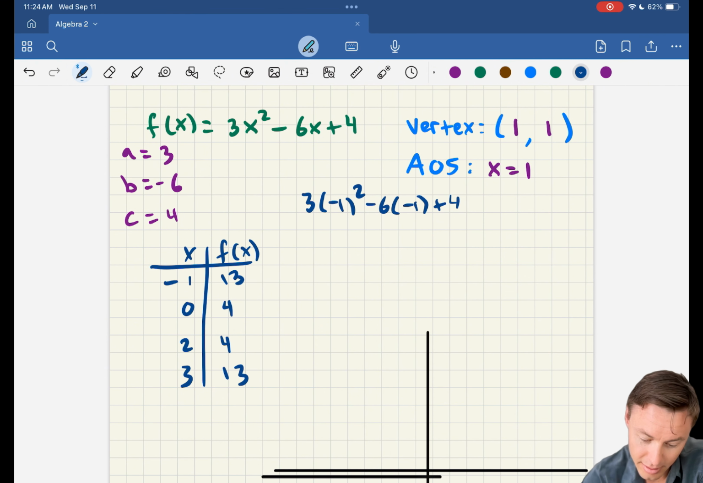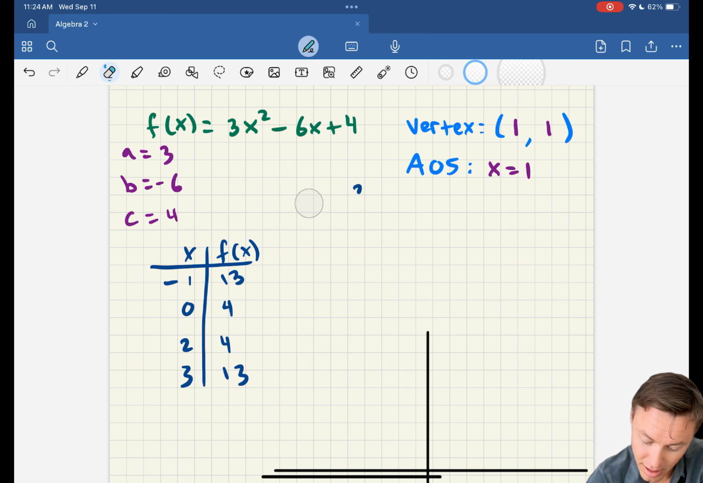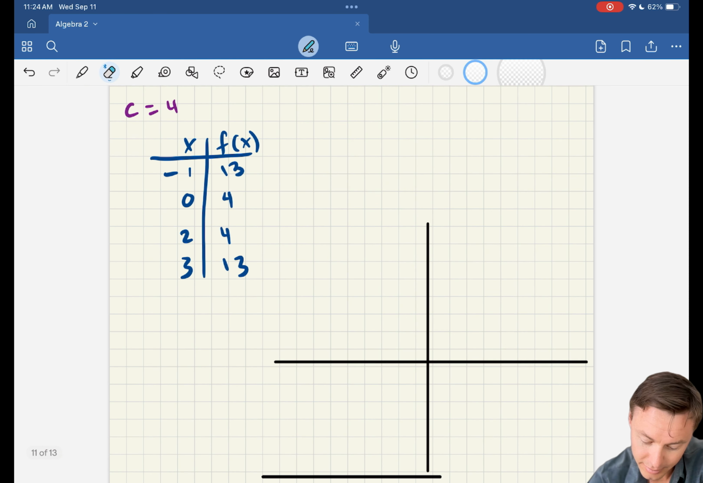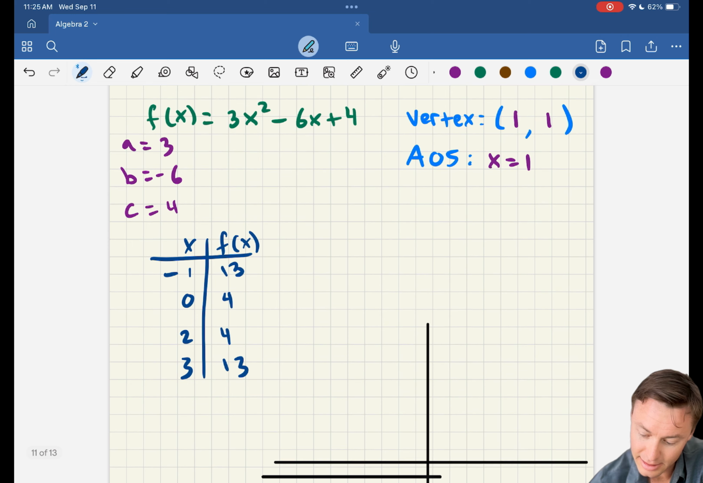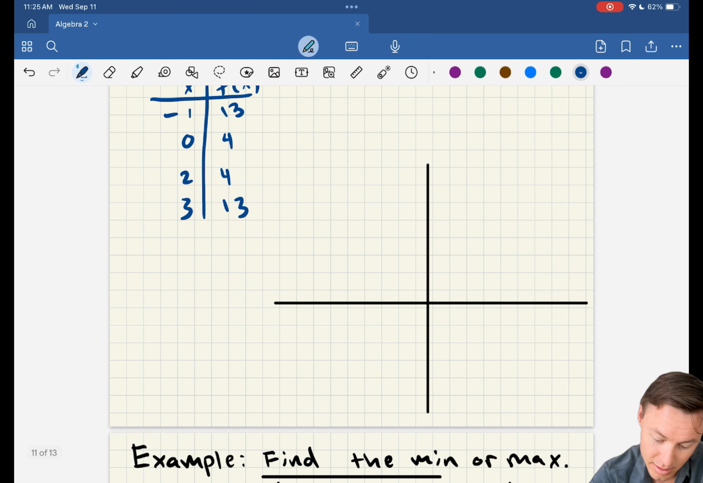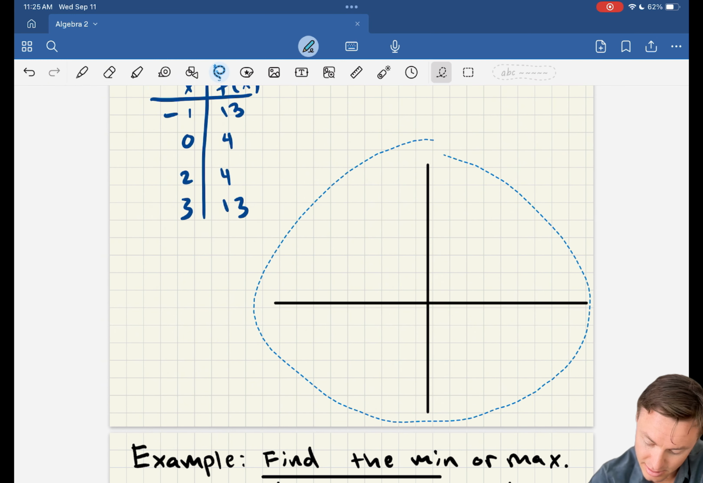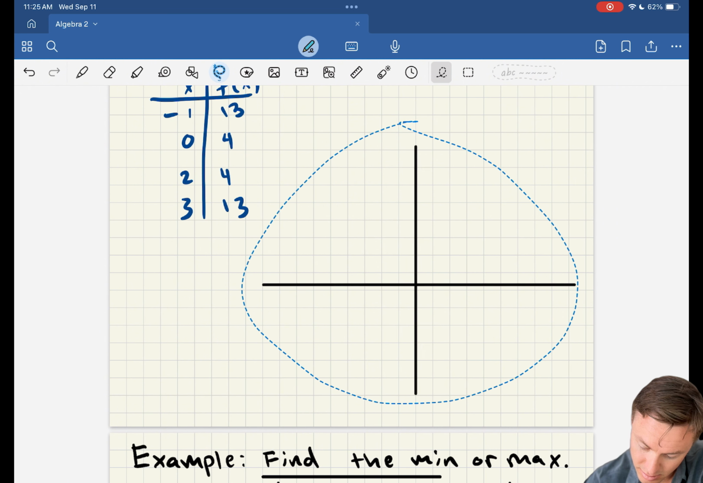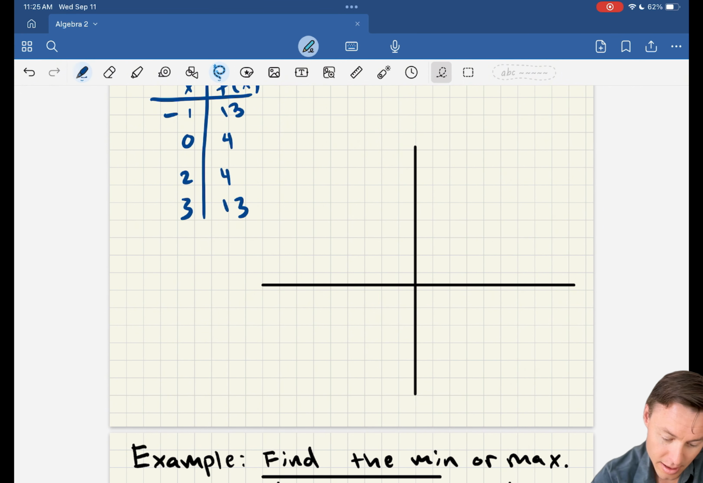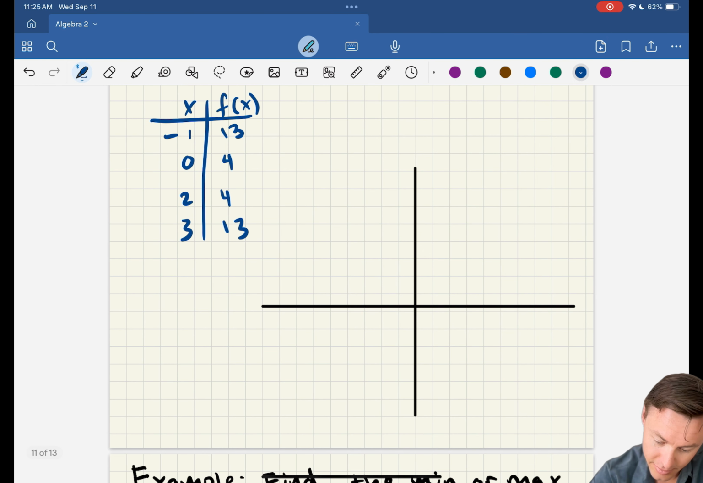Great. All right, so we'll go ahead and start plotting those points. Starting with our vertex at 1, comma 1. Oh, let's fix our axes. Perfect. All right, 1, comma 1. Oh, that did not fix them.